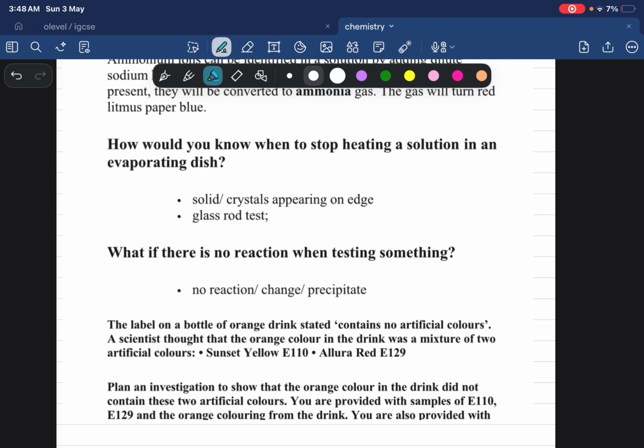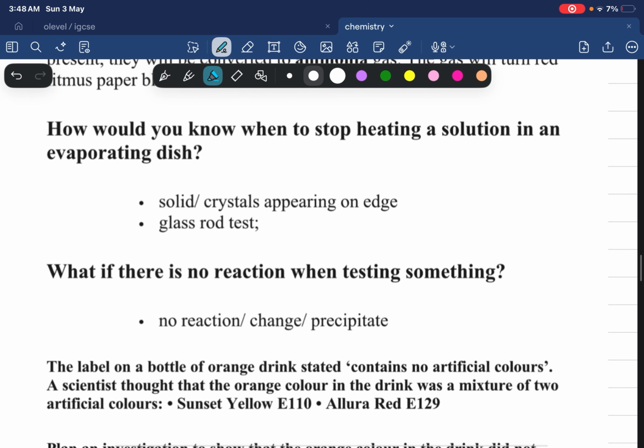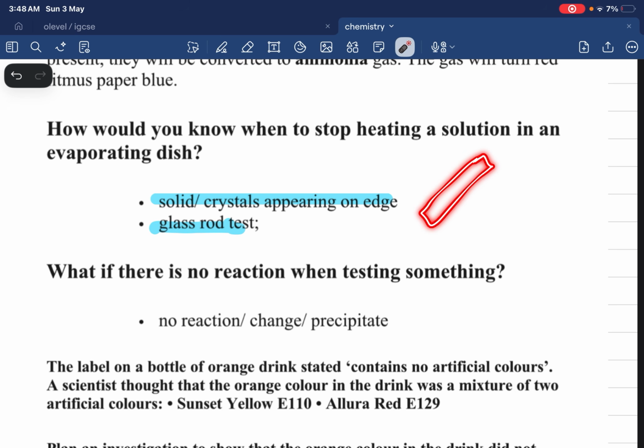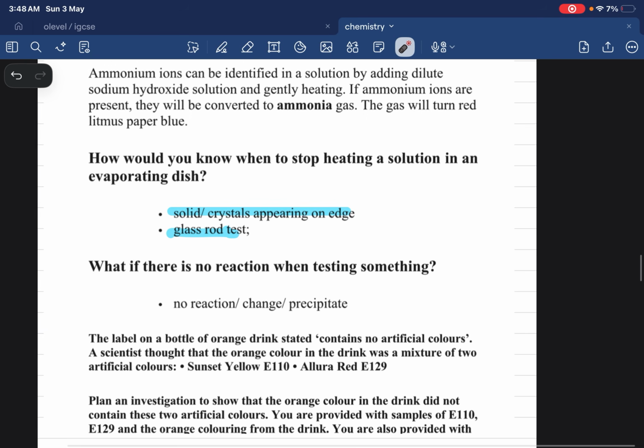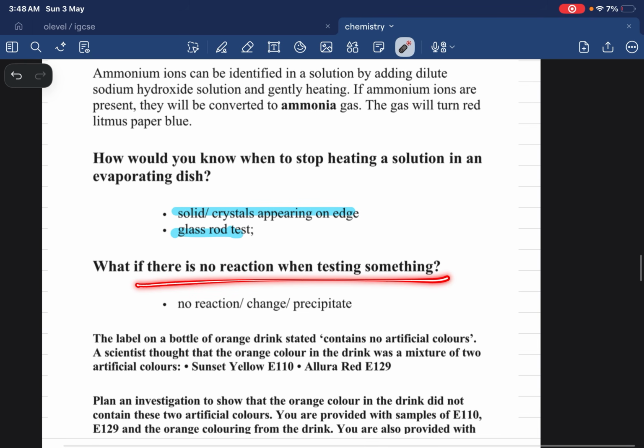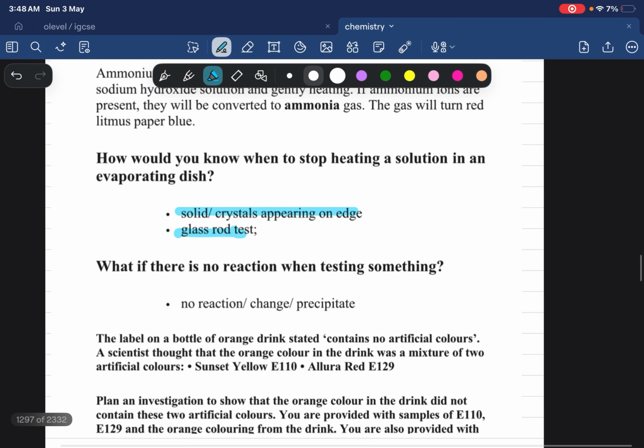How do you know when to stop heating a solution in an evaporating dish? Solid starts to appear, and the glass rod test. You put a glass rod inside it, then you take out the glass rod, you see if crystals appear on the glass rod, you know now you need to stop heating because the solution is saturated, okay? If there's no change when testing something, no reaction, no change, you write that.